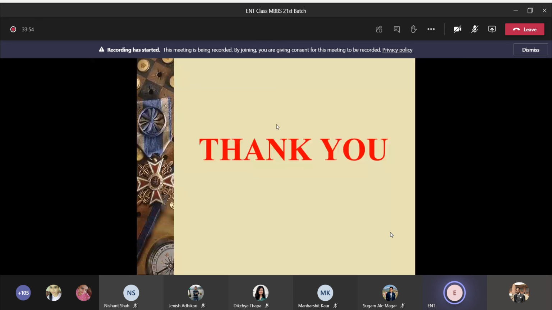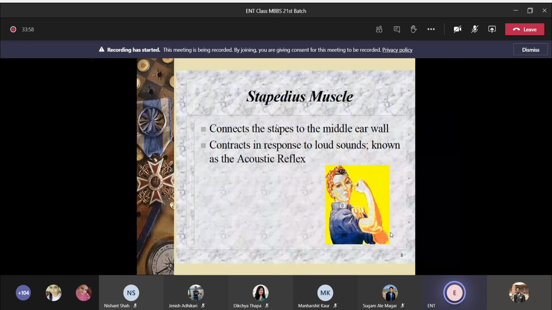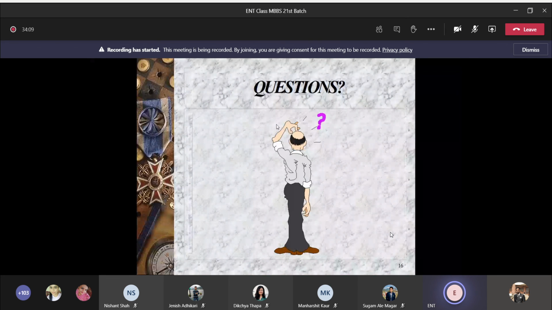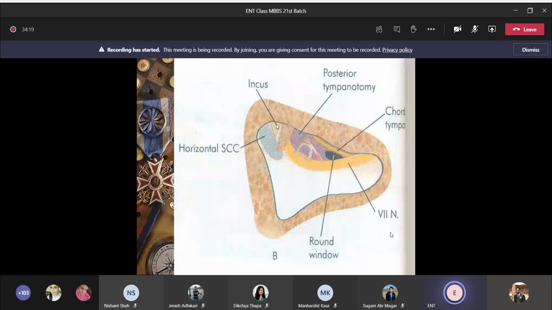And about the embryology of the development of the ear, you have to study yourselves, because sometimes it has been asked. It's not that lengthy. There's a small portion in your book. You can read it yourself. And in the book there is also a diagram of the supply of the pinna.